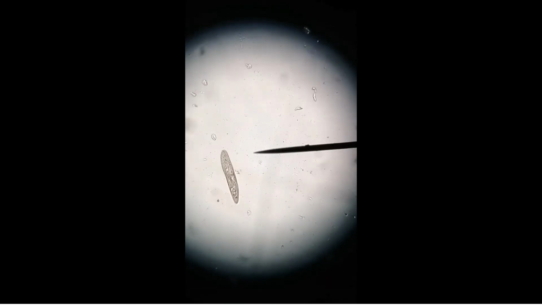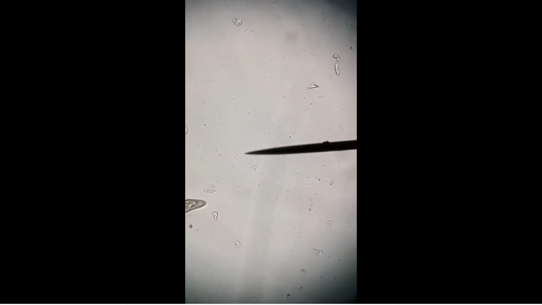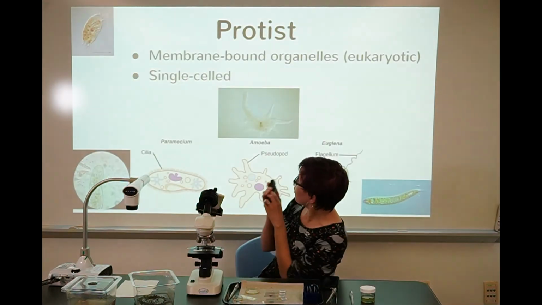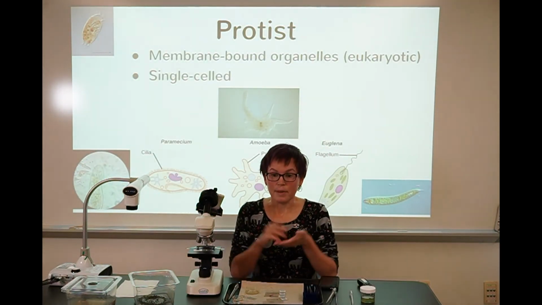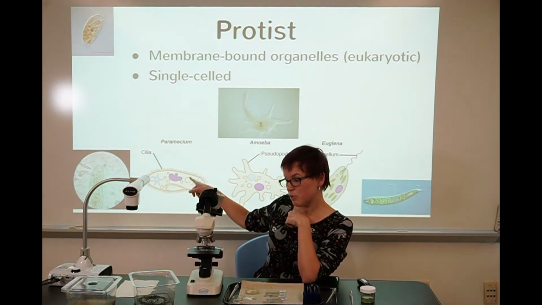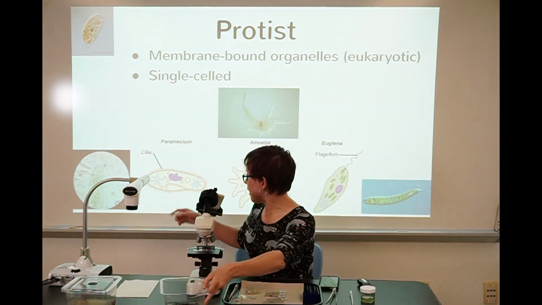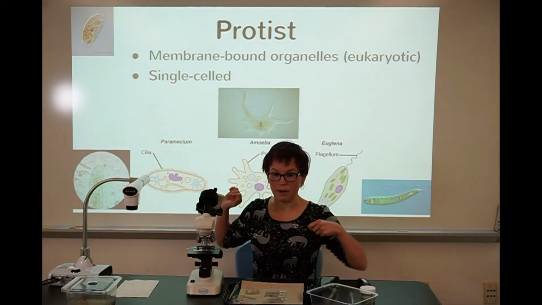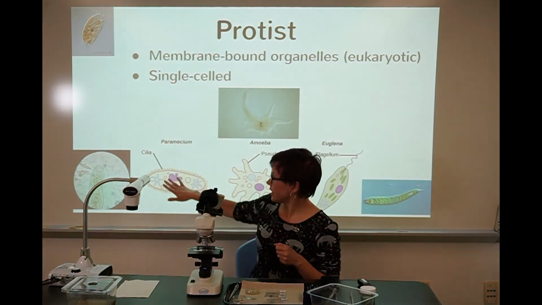And this guy's moving around, so it's a little bit hard to keep him on the screen. Okay, hopefully you guys were thinking protist, because that was a protist. It does have membrane-bound organelles. It's single-celled. That was a paramecium you were just looking at. And they have little cilia around them to help them move. We really weren't able to see those with our microscope, but eukaryotic, single-celled.